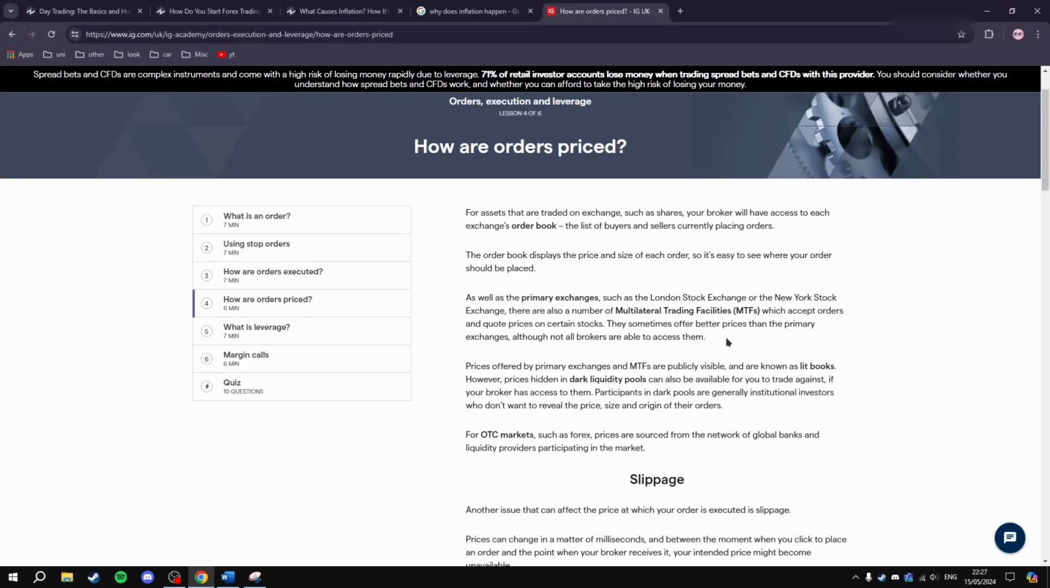For assets that are trading on exchange, such as shares, your broker will have access to each exchange's order book, the list of buyers and sellers currently placing orders. The order book displays the price and size of each order, so it's easy to see where your order should be placed.